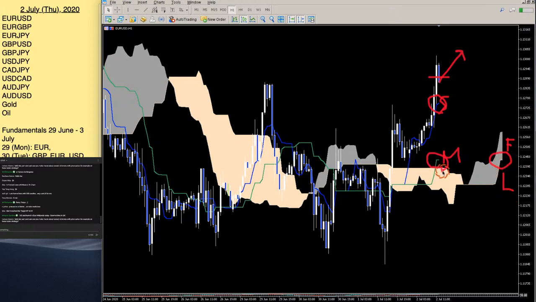And if you look at the Kijun-sen, Kijun-sen is also flat. So that means that there is no direction in the midterm market momentum here. So in the midterm, the price might go upwards or downwards, we never know which way it's going to go. But because this is buy biased in the midterm too, we can expect that the price will go upwards from here too.